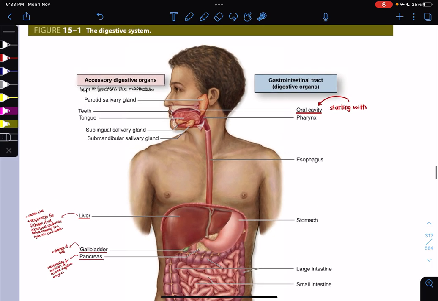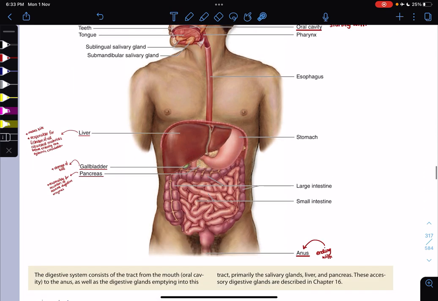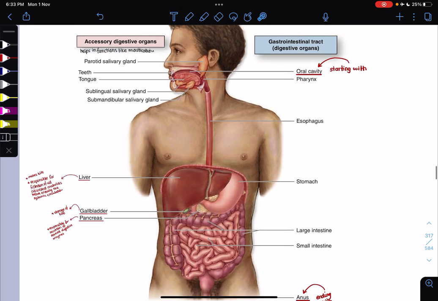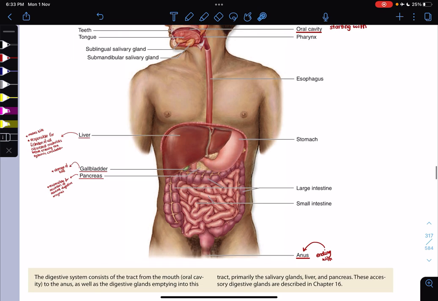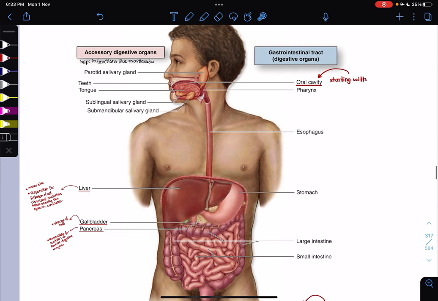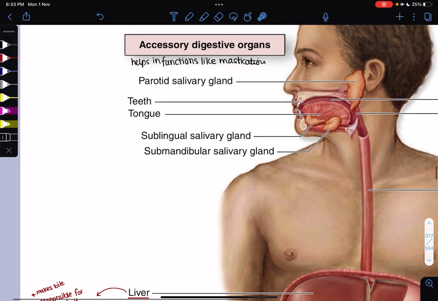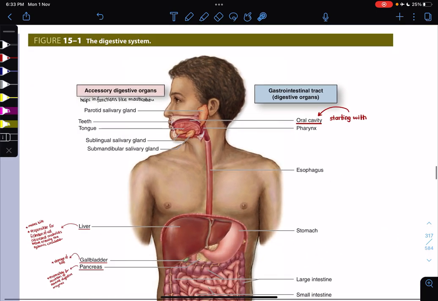عن أول شيء the digestive organs، نفس ما حكينا oral cavity, the pharynx, the esophagus, the stomach, the large and small intestine, and the anus. So the digestive organs start with the oral cavity and end with the anus. وعندنا كمان هون the accessory digestive organs. So these help in functions. They help the digestive organs in functions like mastication, for example, chewing.